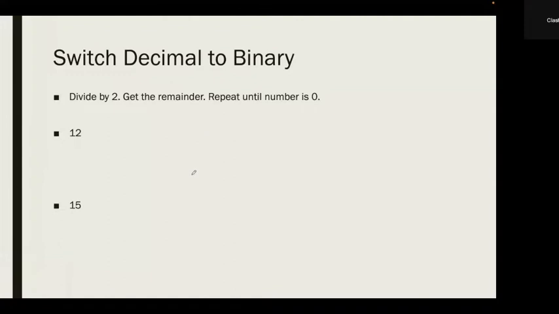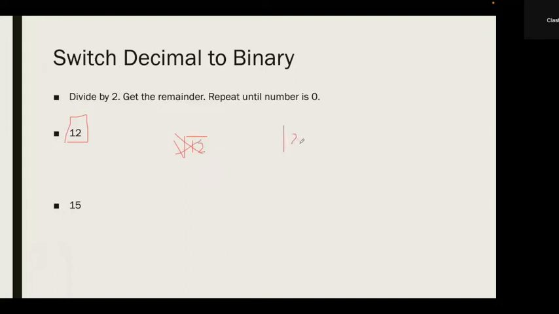I'll show you what I mean by using an example. For example, if I want to switch the number 12 in decimal to a binary number, what I do right here is I divide it by 2.